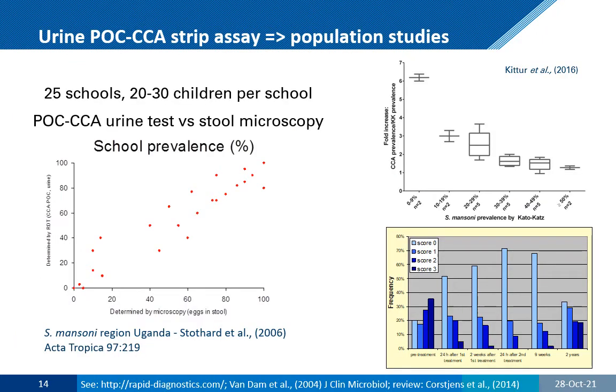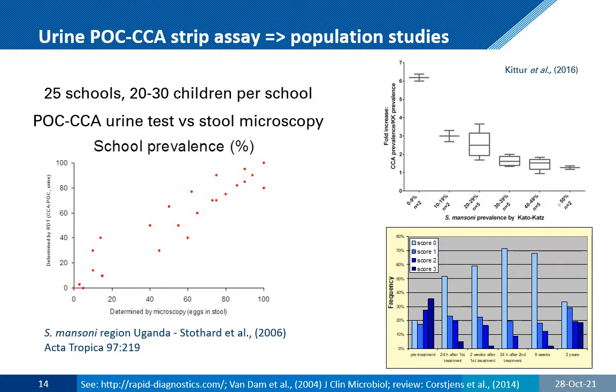But because the POC-CCA urine strip is so easy to use, it became an attractive alternative to stool microscopy in poor resource settings. Numerous peer-reviewed publications have shown this POC-CCA strip test to be very user-friendly and cost-effective, and therefore an attractive alternative to microscopy, in particular in moderate to highly infected populations, and in particular for the diagnosis of Schistosoma mansoni. And several studies have also shown that the sensitivity is at least as good as single-stool microscopy. But of course this also depends on the quality of the microscopy performed.